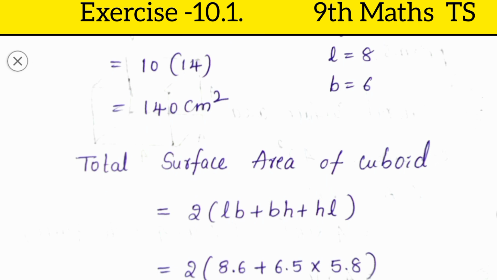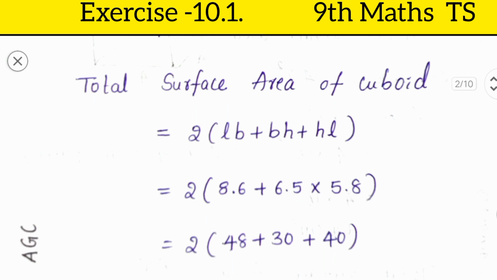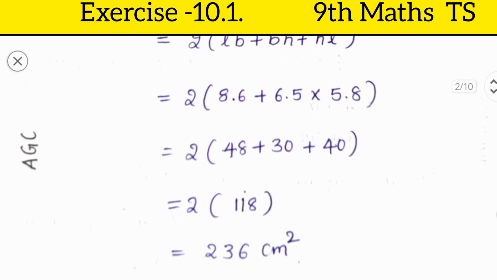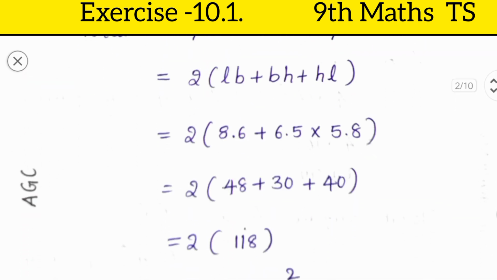Next, here it is plus, that is not a multiplication symbol actually, that is plus. Then 8 sixes are 48, 6 fives are 30 and 5 eights are 40. First simplify the circular bracket part: it gives 118. Then 118 two times becomes 236. Thus the answer is 236 centimeters square. This is the total surface area of the cuboid.